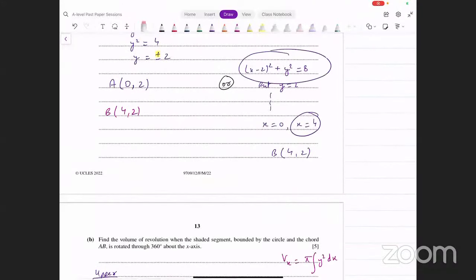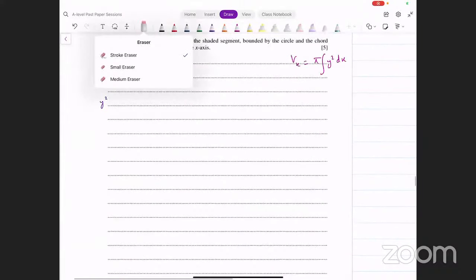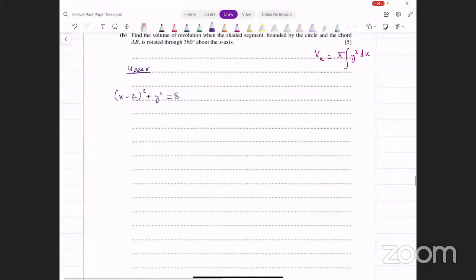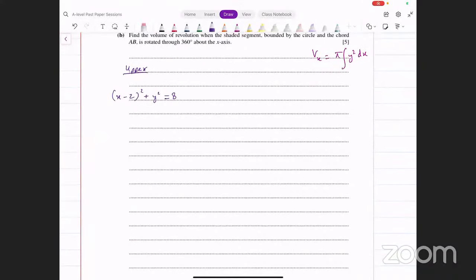x minus 2 whole square plus y square equals 8. Let me use that here. That's the equation of the circle. What we need in the formula is y square as the subject, y square को subject बना लें. We get y square equals 8 minus x minus 2 whole square. You can leave it like this if you want, or you can simplify this. That's your choice. Integrate, आप इसको directly भी कर सकते हैं, इसको simplify करके भी कर सकते हैं. Both are okay. अच्छा, ये आपके पास upper curve आ गई.